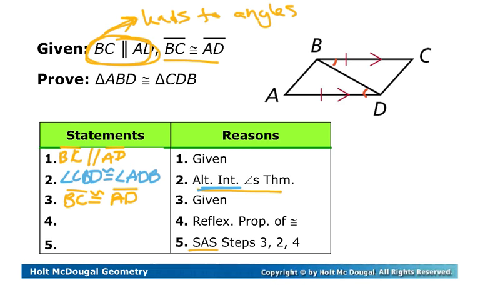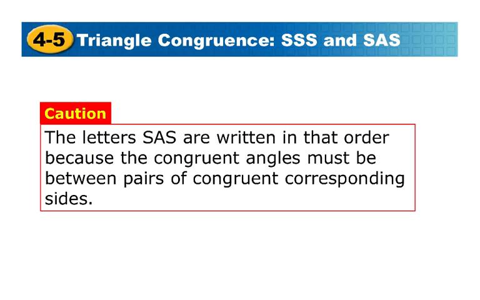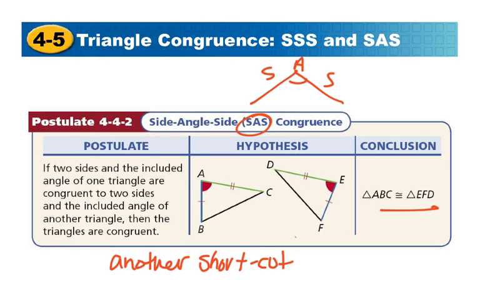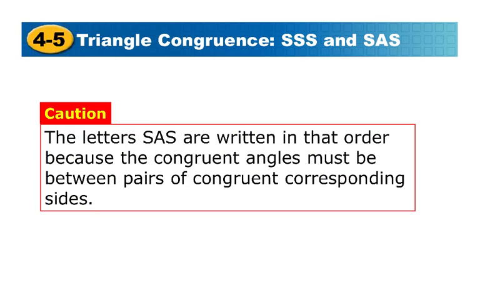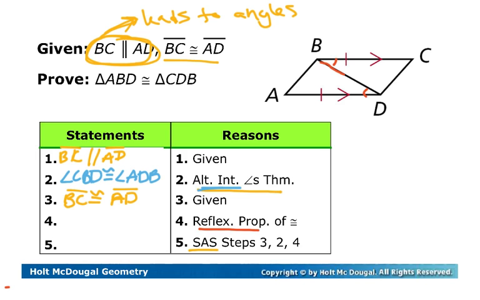We are also given that BC and AD are the same, and then they're asking us to look at the reflexive property. Remember, the reflexive property is because we happen to share a side. So looking at this image that we have, this side is shared. So it turns out that we're going to say that BD is congruent to BD by the reflexive property.